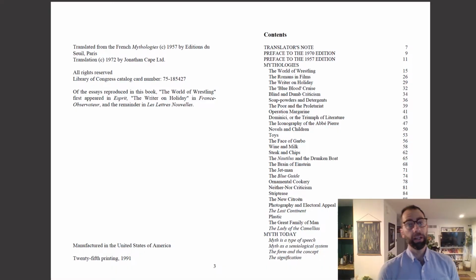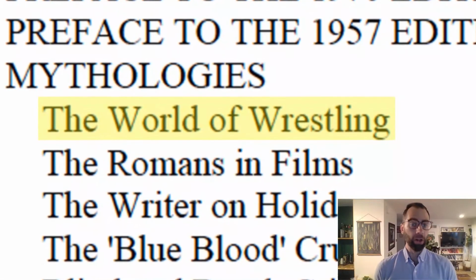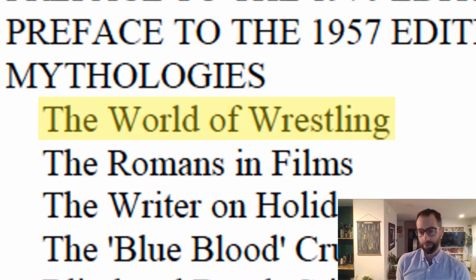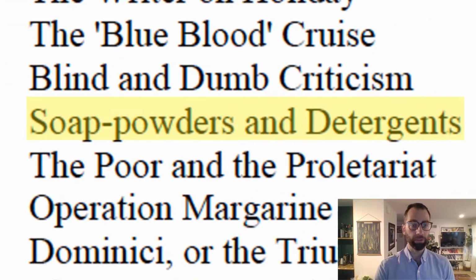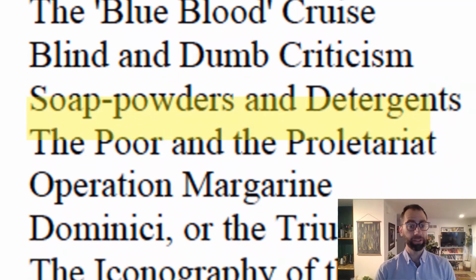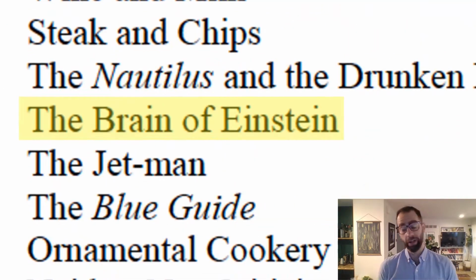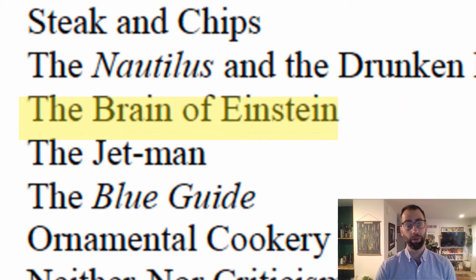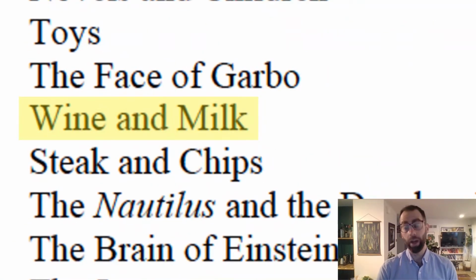The first part consists of a bunch of small essays that were written before the publication of this book on various topics looking at ordinary objects of mass culture. And that's really part of the fun of this book, is looking at these 2, 3, 4-page essays that say some really interesting things about ordinary social phenomena like wrestling, soap powders and detergents, margarine, Albert Einstein, and in particular Einstein's brain, plastic, and wine and milk.